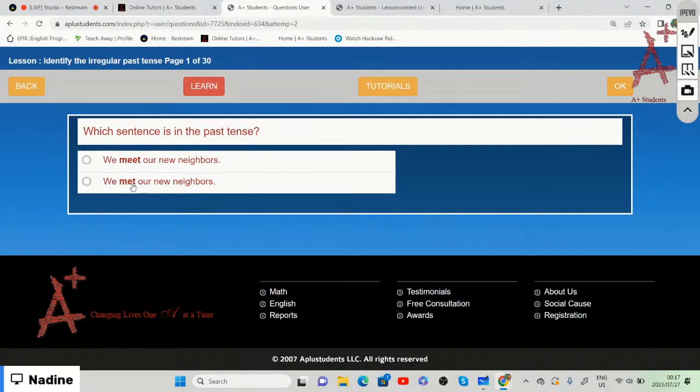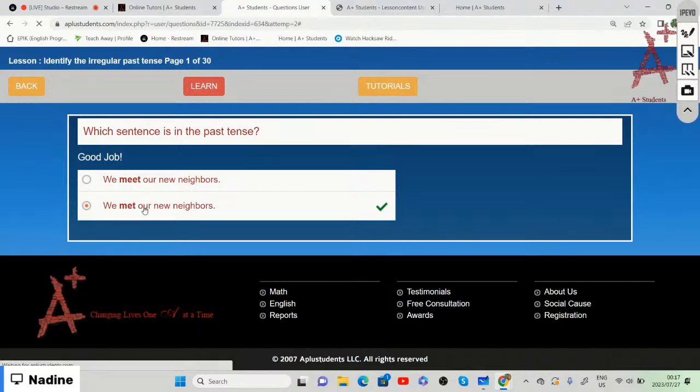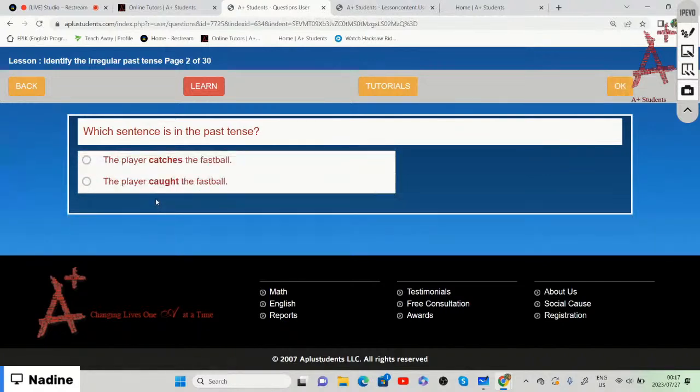All right, so if we were to choose the correct sentence that is in the past tense, and remember specifically irregular past tense, then we are going to say we met our neighbors, our new neighbors, right? So meet, it changes. The past tense form of meet is met.